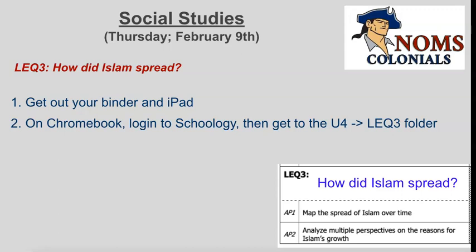As you work on your DBQ, please remember that our overarching lesson essential question is exploring how Islam spread. Within that, our learning map lays out two goals. Our map topic we've already explored. Now we're really focusing on how we can analyze at a deep level multiple perspectives, meaning sources from different viewpoints on the reason for Islam's growth.